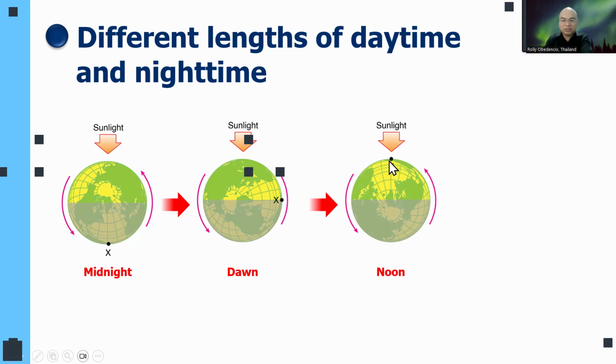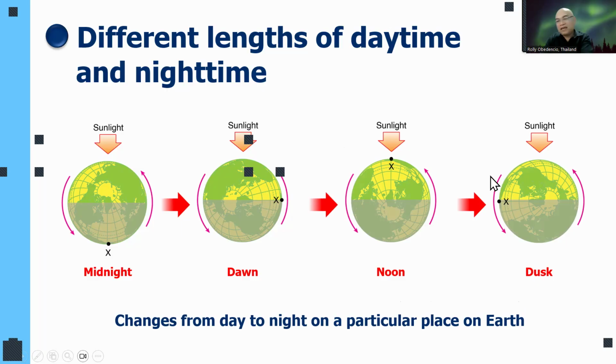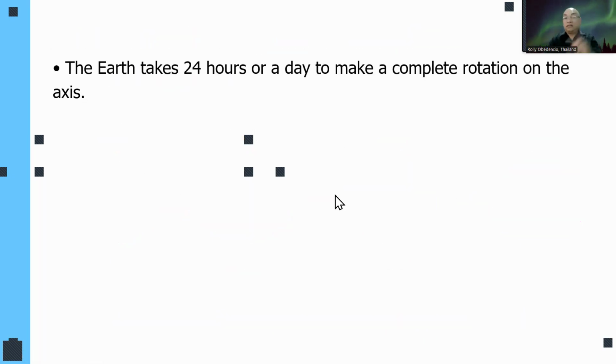And then during noontime, the sun is here. It's hot, okay? And then during the closing of the sun, the sunset is dusk, when the daytime and the nighttime are really competing against each other. It's dusk time. You see how it changes from day to night on a particular place on earth, all right? Look, the earth takes how many hours? 24 hours or a day to make a complete rotation on the axis.